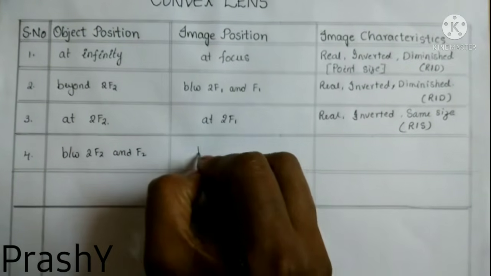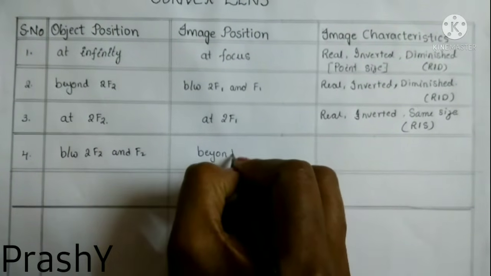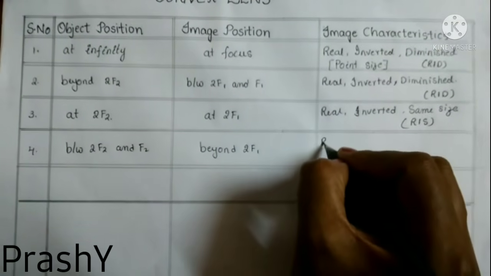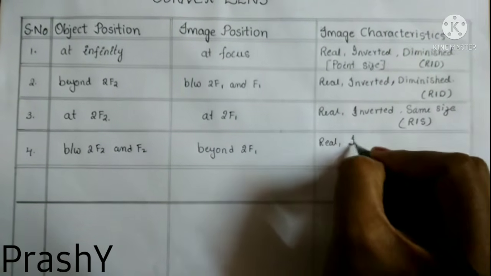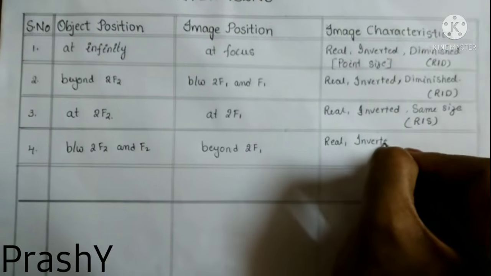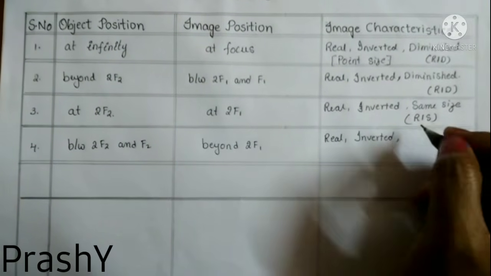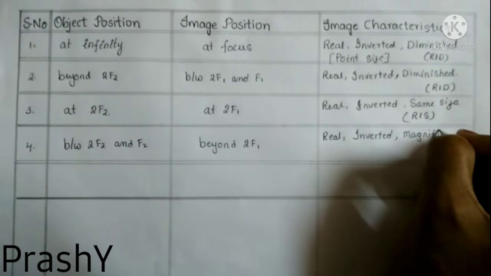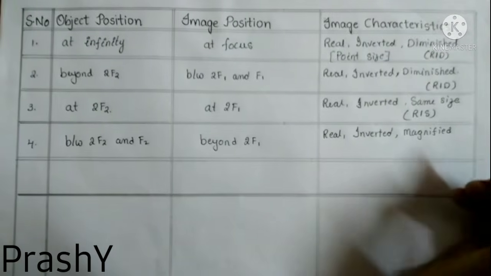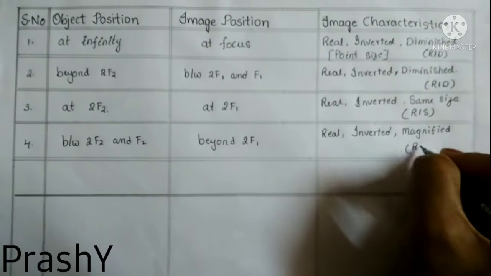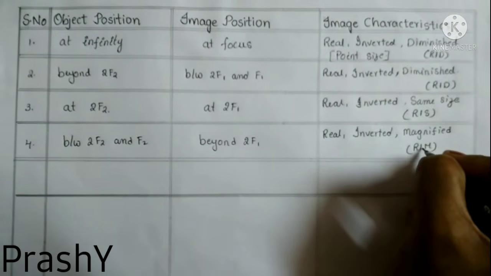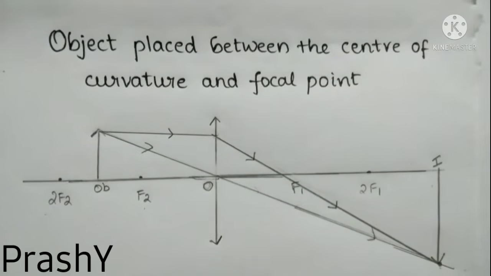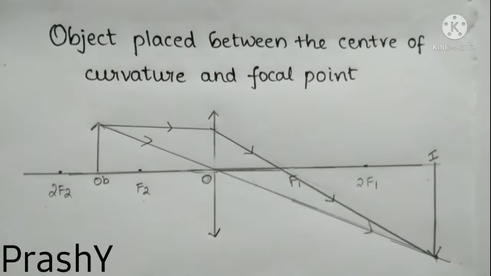So we got the image beyond 2F1 and here we got the image as real, inverted, and here we have got a magnified image. Magnified image. So I will write it as RIM, real, inverted, magnified. The object placed between the center of curvature and focus point.